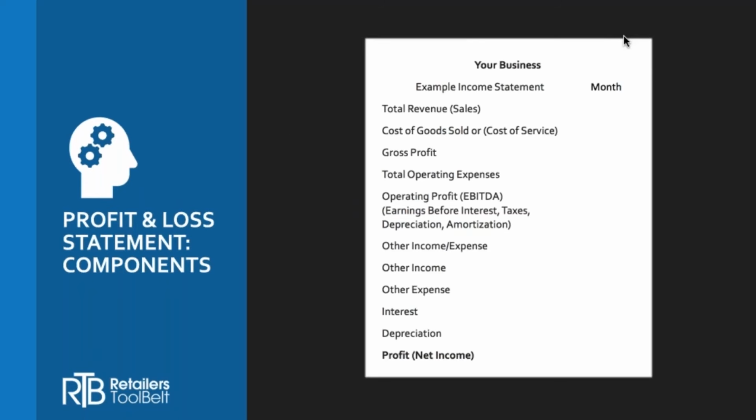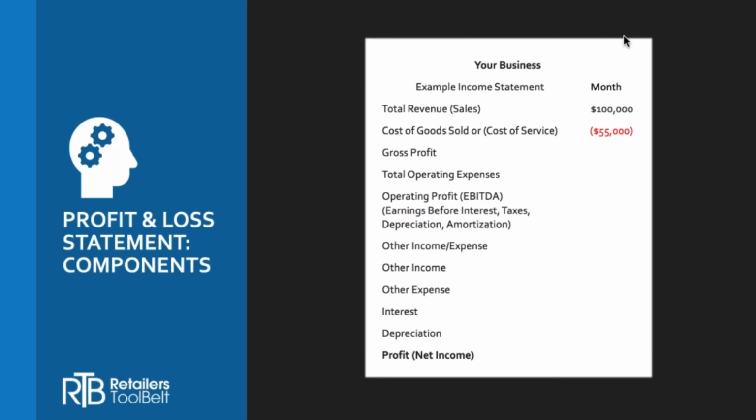So what I wanted to show everybody here is an example of a high level view of a profit and loss statement. So you have your total revenue, that is going to be your sales. So let's say in any given month, you have $100,000 in sales. And for those $100,000 of sales, you actually had to sell product. And the cost of that product is also called COGS, or cost of goods sold, or if you're in a service business, it could be cost of service. But we're going to focus on cost of goods sold.